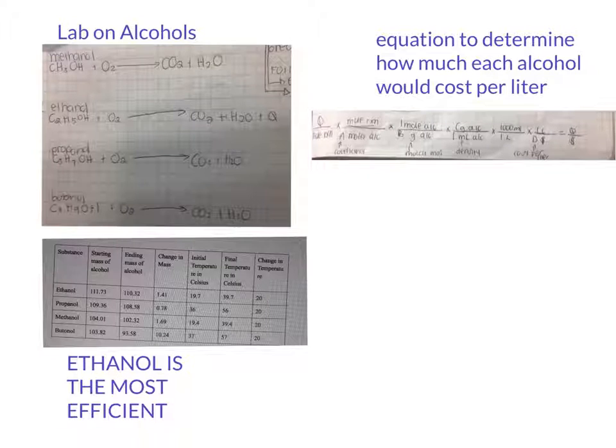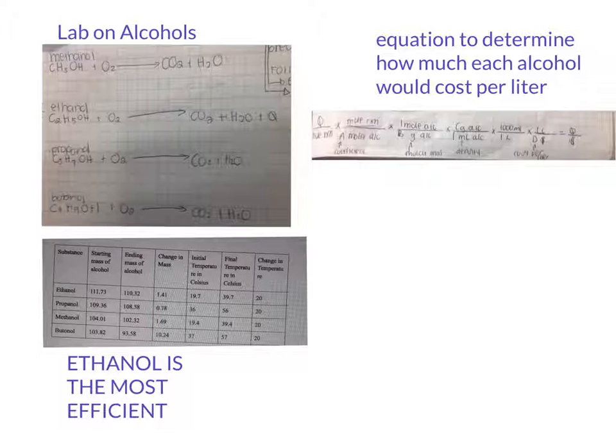In class, we performed an experiment to see which alcohol gave out the most energy. We used methanol, ethanol, propanol, and butanol. At the end, we concluded that propanol was the one that was most efficient, but it was the most expensive, and then the second most efficient with the least price was ethanol.